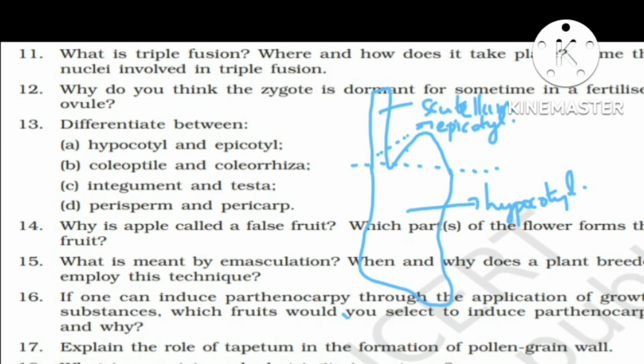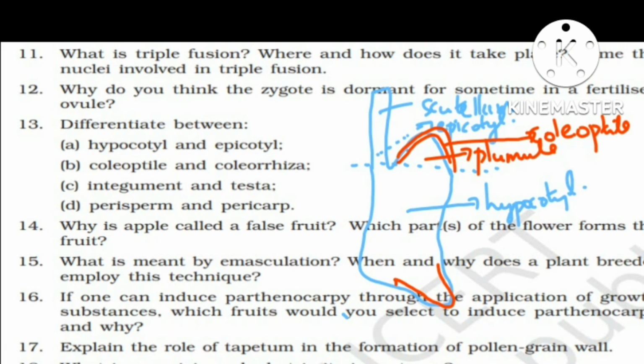So the epicotyl tissue will develop to form the plumule part, and wherever the plumule is present, it's going to be the shoot of the plant. So the protective covering above the plumule is called coleoptile. And the covering for the radicle, that later becomes the root of the plant, is called coleorhiza.